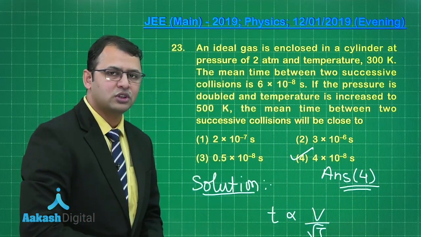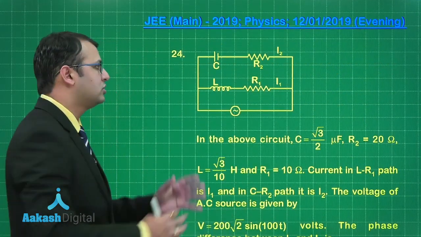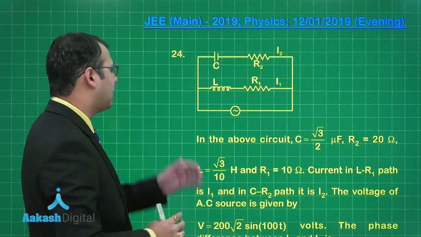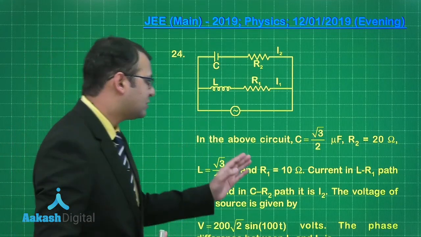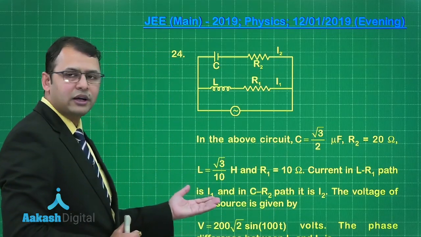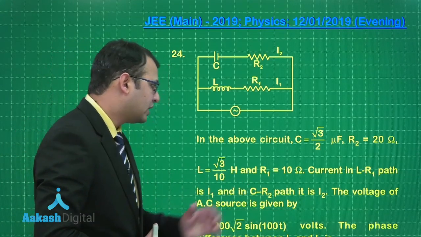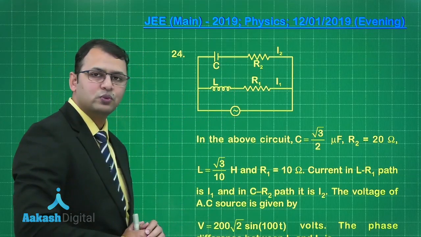Let's move on to our next question, that is question number 24. This question 24 belongs to the section of electromagnetism, where there is a parallel combination of CR and LR, right? As per the question, this capacitance is root 3 by 2 mu f, R2 is 20, inductance is root 3 by 10 H, and R1 is 10. The current in LR1 is I1 and current in CR2 is I2, right?